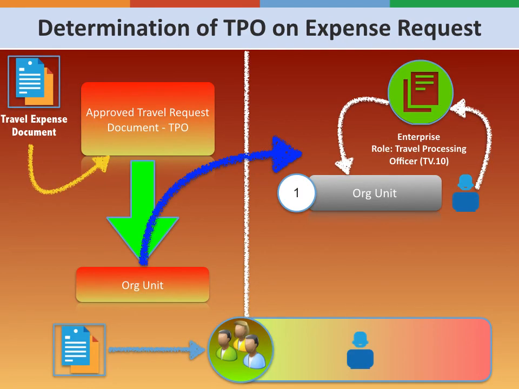The next step is the TPO on the expense side. Again, the travel request is read because it is the same document, and the TPO who approved in the travel request is determined, and an organizational unit is derived from there. Then the same organizational unit is utilized to determine the travel processing officers who are assigned to that org unit, and the document will be sent to them for approving non-UN bought tickets on the expense side.